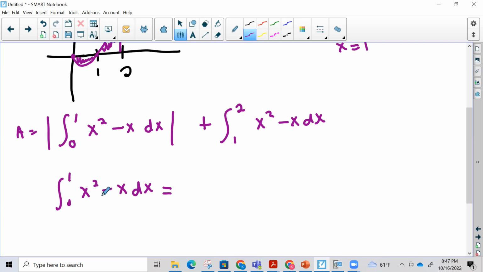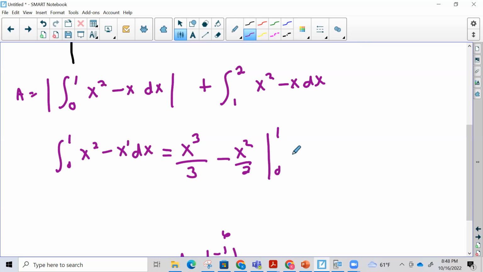what I can do is take the integral of both of these. So x squared, we add 1, so it's x cubed over 3. Minus, this is a 1, so we add 1, x squared over 2, from 0 to 1. And then we're using the fundamental theorem of calculus. So for that, we plug in our upper bound. We get 1 cubed over 3 minus 1 squared over 2, minus, and then we plug in our lower bound.